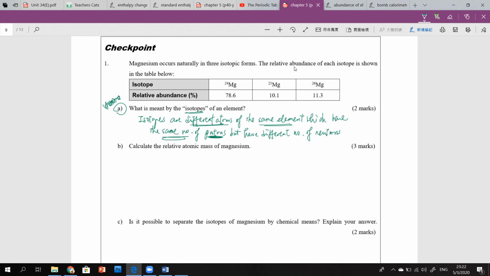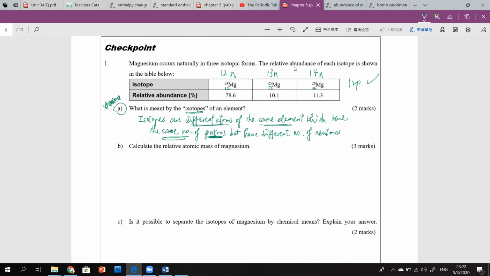So that's why there are 12 protons here. All three of course have 12 protons, but we have got 12 neutrons for magnesium-24, 13 neutrons for magnesium-25, and 14 neutrons for magnesium-26. Okay, so we will tell what it means by A. Is that clear?